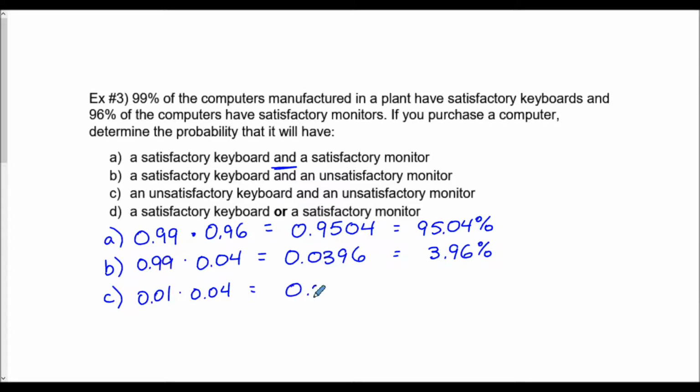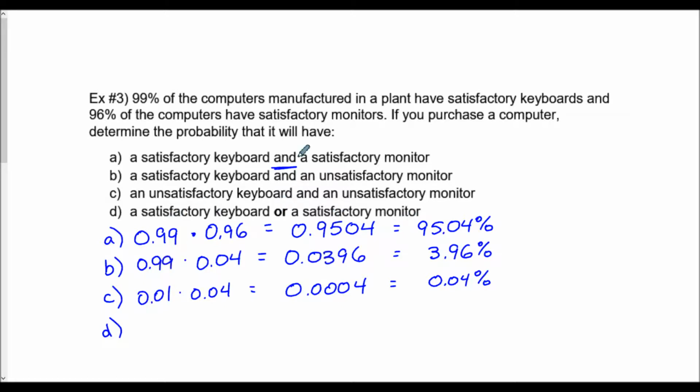We get 0.0004, which would only occur 0.04% of the time. D says a satisfactory keyboard or a satisfactory monitor. Oh, that's interesting. We need to know what our probabilities are here.